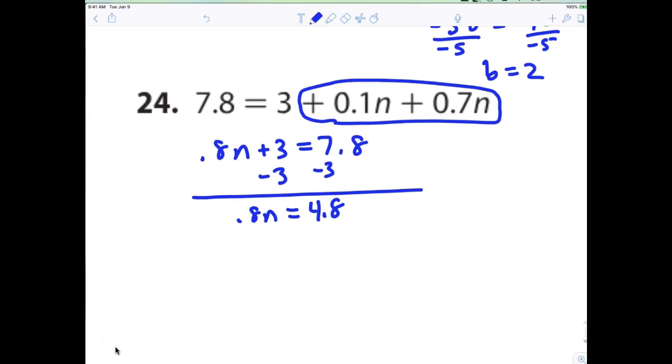Now what can I do with the decimals right off the bat? Yes, move them. 8n equals 48 if you want to talk about it like that. And now? And then it's n equals 6. Yeah, n equals 6. Yes, sir. Is it 0.6 or is it just 6, right?